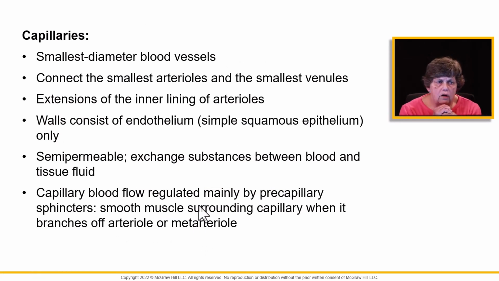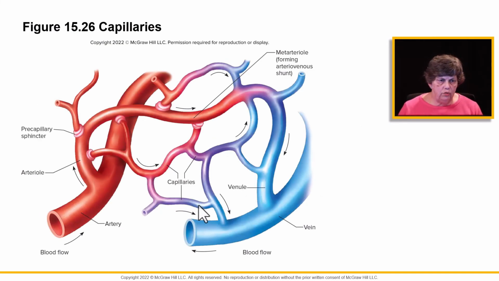The capillaries are the smallest diameter vessels. They do connect the arterioles to the venules, and they are extensions of this inner lining of the arterioles, and they are just simple squamous epithelium because this is where exchange has to occur. So you have to have a thin membrane. These are semi-permeable. You exchange substances between the blood and the tissues, and this is regulated again by these sphincters, with the smooth muscle that surrounds them.